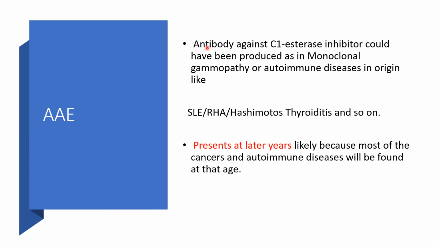Here, there may be antibody against C1 inhibitor, and that could have been produced by monoclonal gammopathy or autoimmune diseases like SLE, Hashimoto's, like I've said. One thing will give you another clue here. They present late in life, unlike hereditary angioedema that will present at an early part of life.